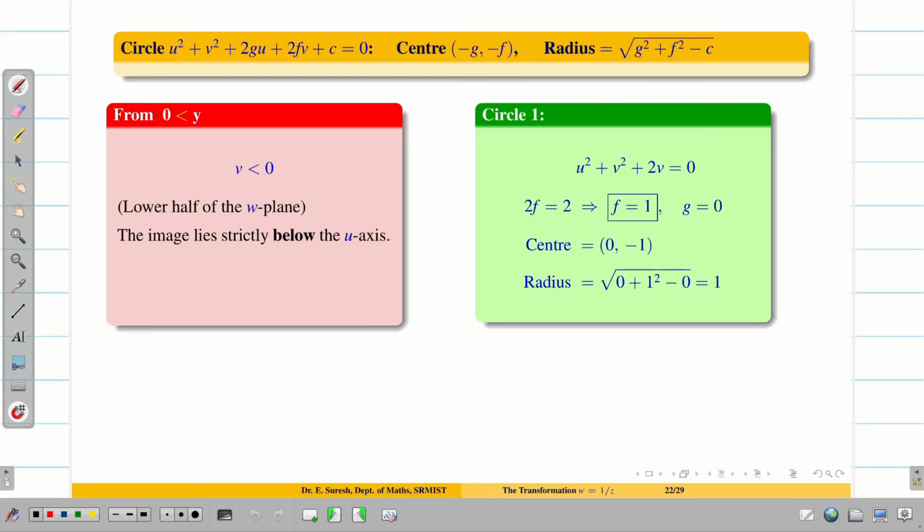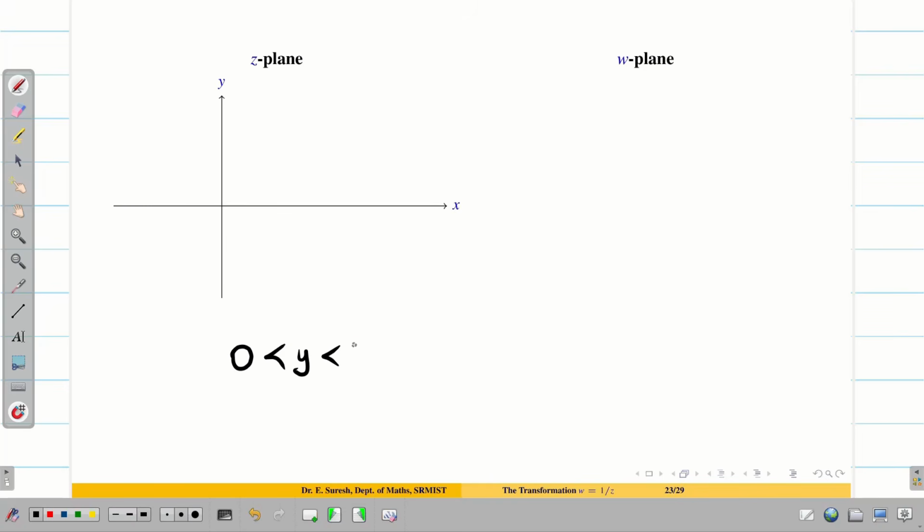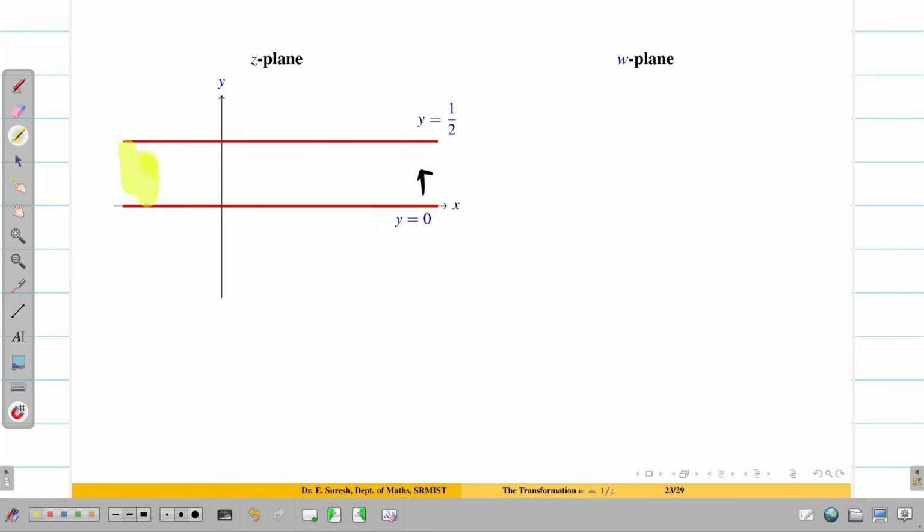Now we have to draw the diagram. Given y lies between 0 to 1 by 2, first of all we have to draw the line y equal to 0 and then y equal to 1 by 2. The region between 0 and 1 by 2 is the infinite strip given in the problem. Whenever we say the line y equal to some constant, it is going to be parallel to the x-axis. Here y equal to 0 means it's simply my x-axis, and y equal to 1 by 2 lies just above this. Now the region inside, from y equal to 0 to y equal to 1 by 2, is the strip.